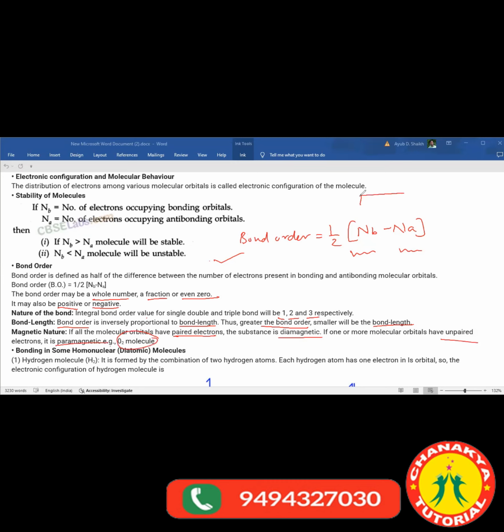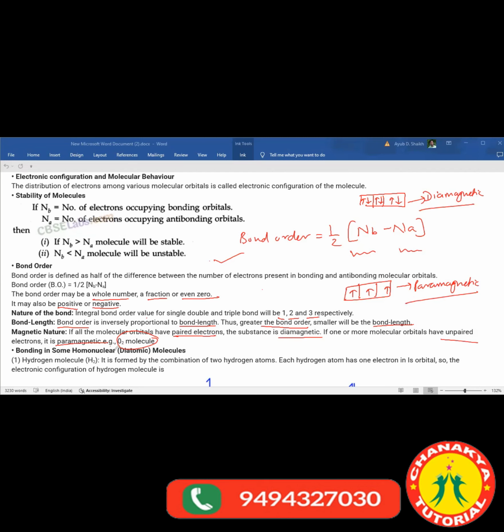Suppose you get the bonding orbitals, and in them the electrons are all paired, with spin paired. Then it will be diamagnetic. And if most are single, with only one electron present in the molecular orbital, then it is paramagnetic. So this is about the magnetic nature or magnetism. Okay.